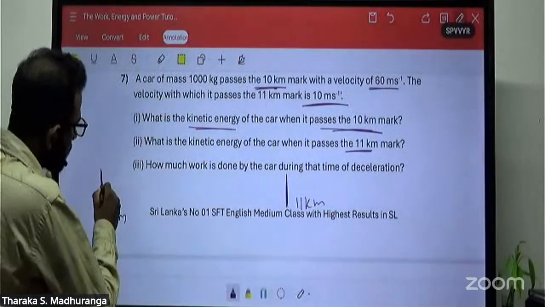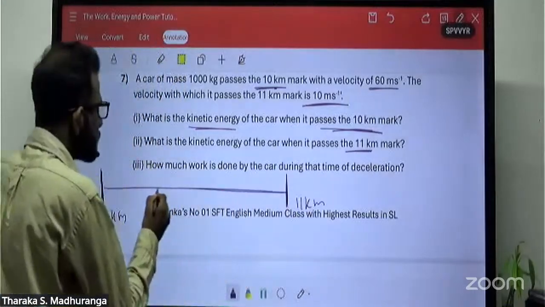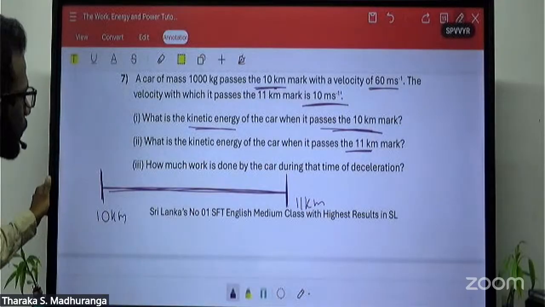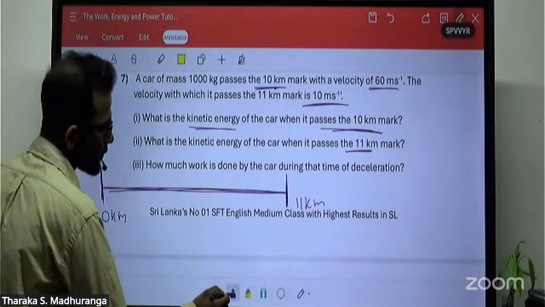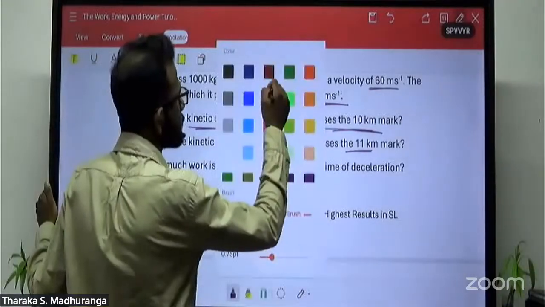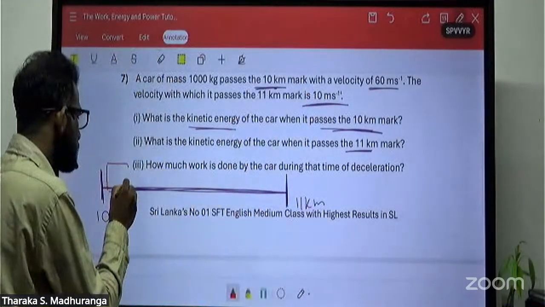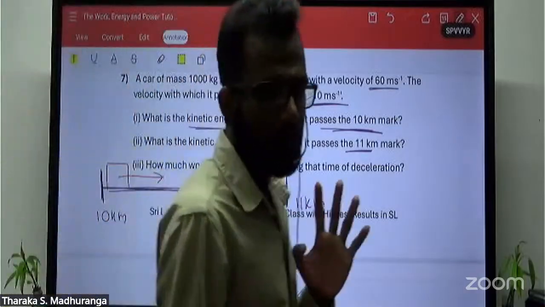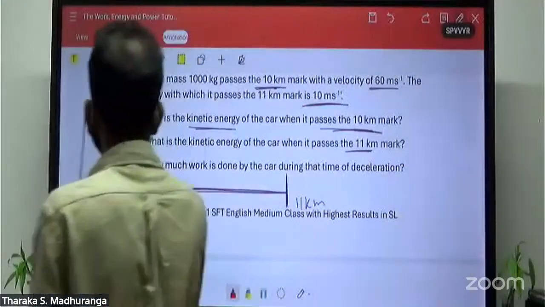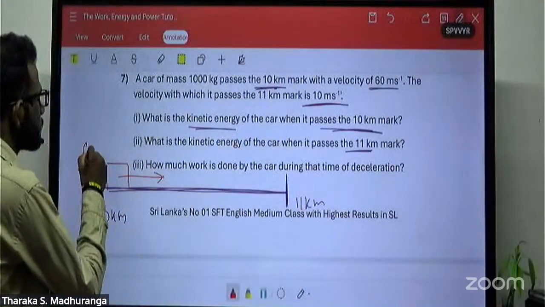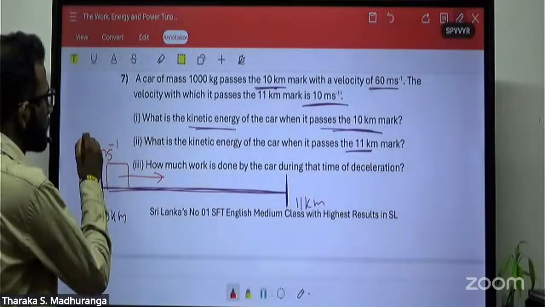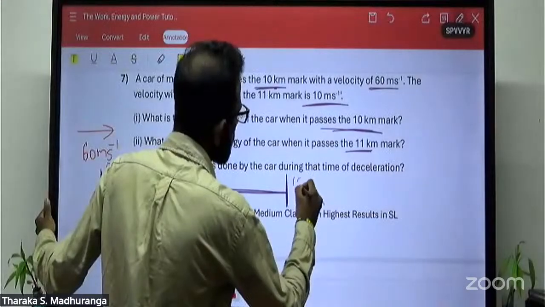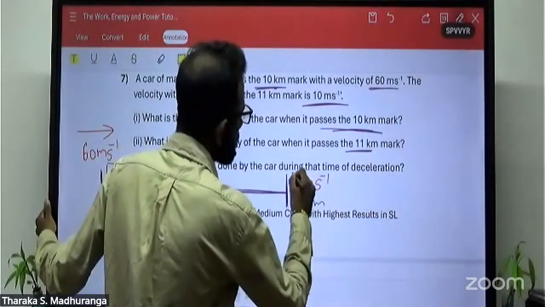Now, this is the road, the horizontal road, and this is the vehicle. Very simple question. This vehicle moves along this horizontal path. It passes the 10 kilometer mark with 60 meters per second velocity, and the 11 kilometer mark with 10 meters per second velocity.